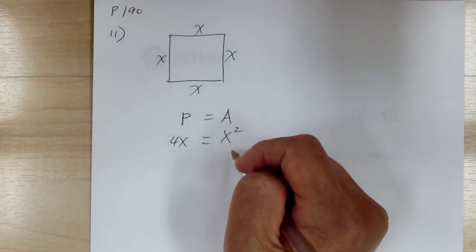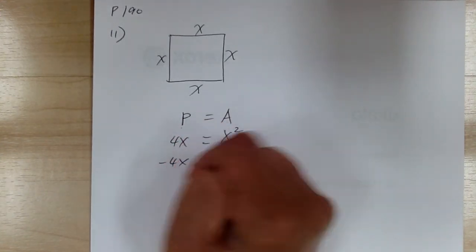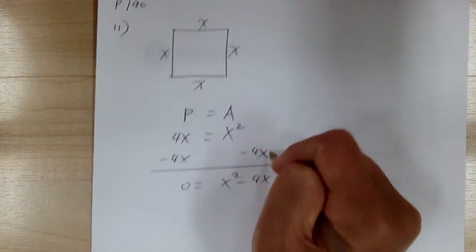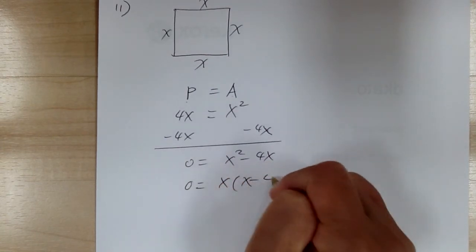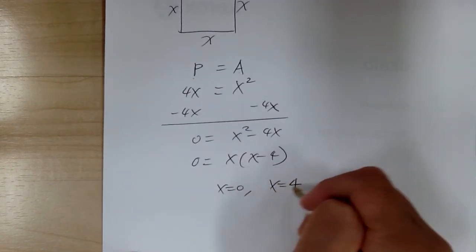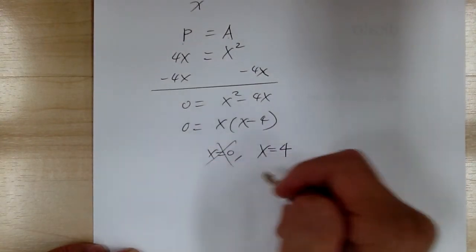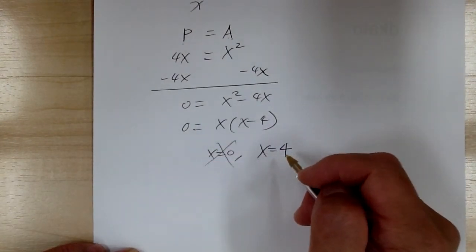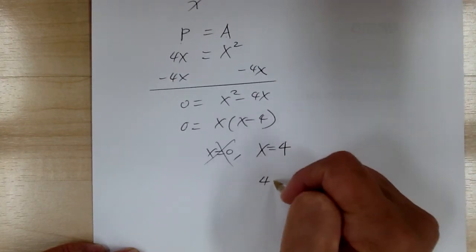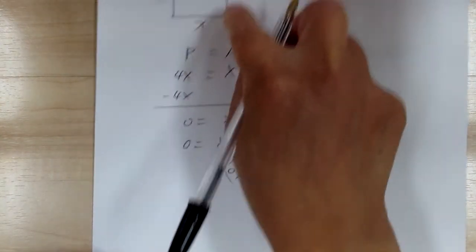Okay, so from here, go and make it equal to 0. Since the x squared is on this side, I'm going to move it over. So you got 0 equal to x squared minus 4x. Do the factoring and solve. So you got x equal to 0 and you got x equal to 4. And obviously this is not good, right? If x equal to 0, all you have is a dot. And so the dimension would be 4 by 4. So each side equal to 4. So it's 4 by 4.